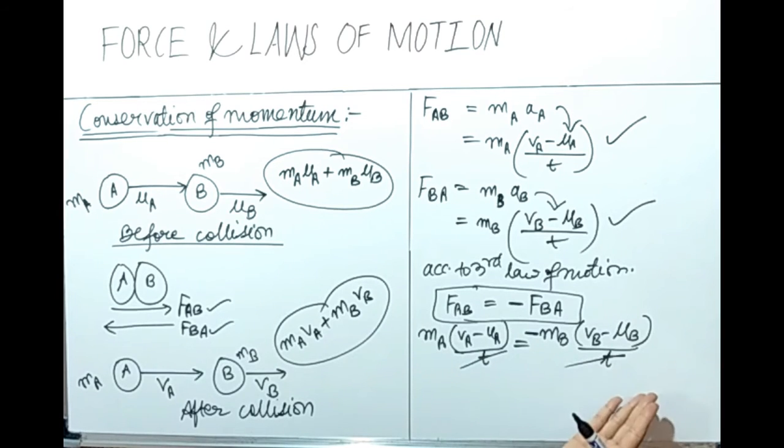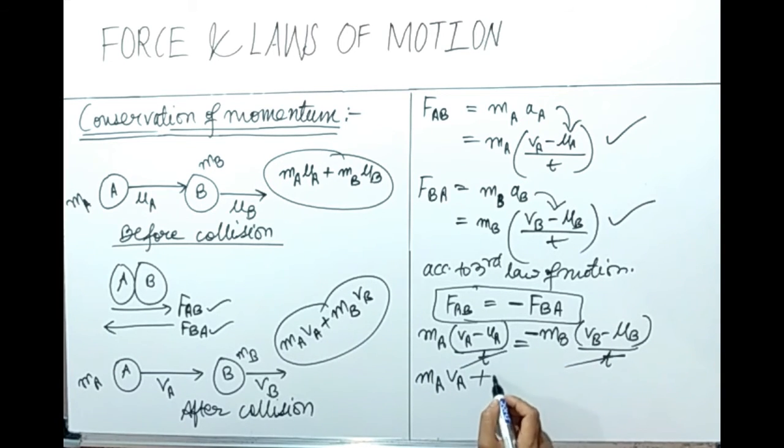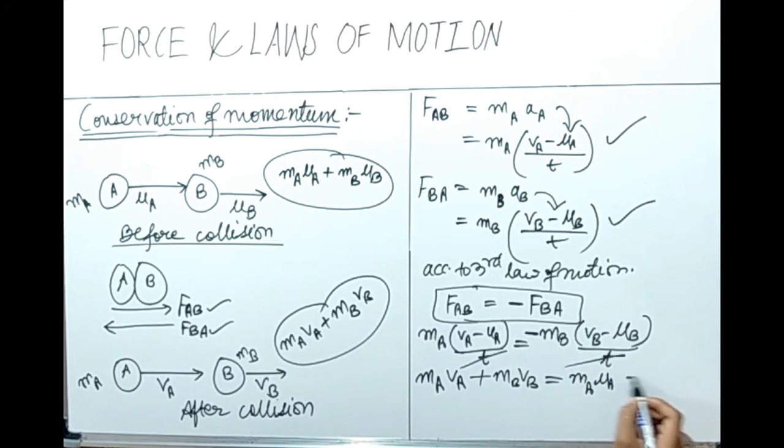Now just rearrange the terms. This can be written as MAVA plus MBVB equal to MAUA plus, minus minus plus. Take this minus MB inside and minus UB here, it will become plus MB UB.